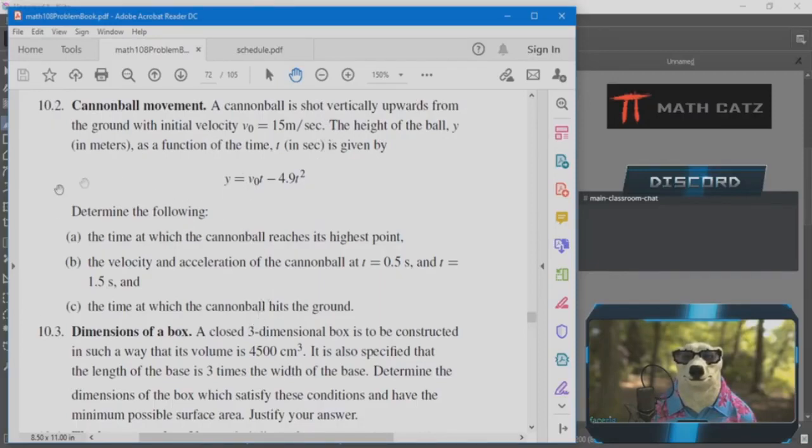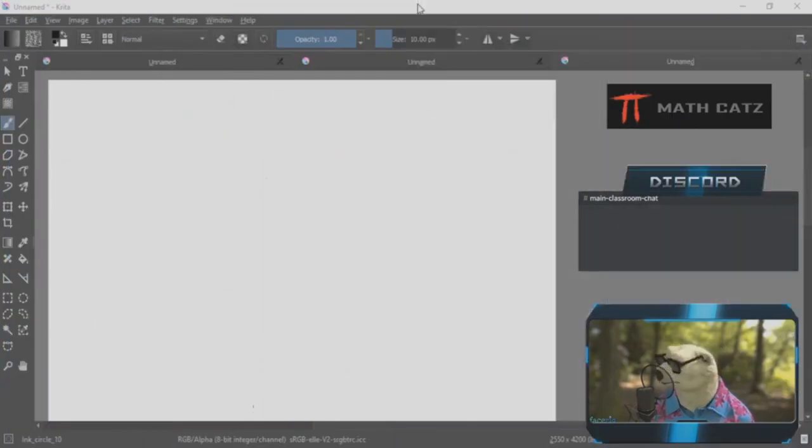I want to determine the following things. Determine the time at which the cannonball reaches its highest point. And then some other stuff. All right, so let me just copy some stuff over here.